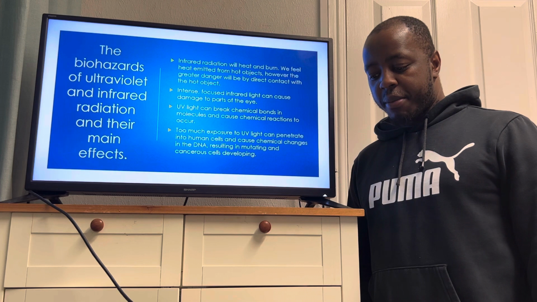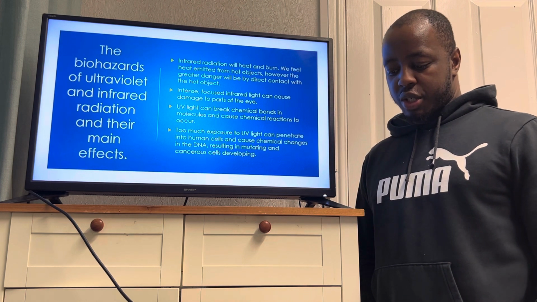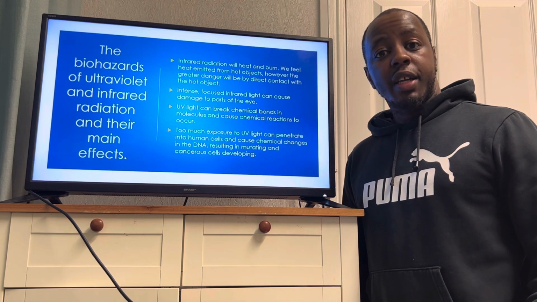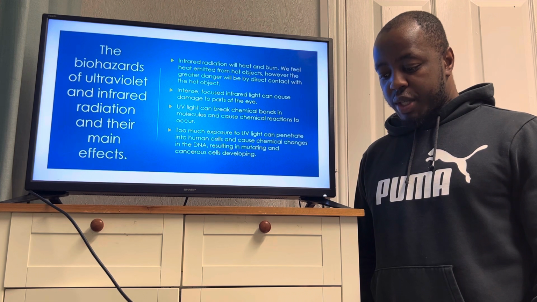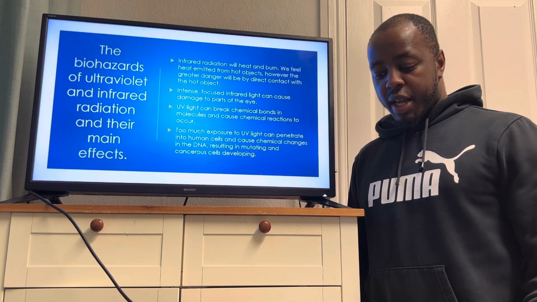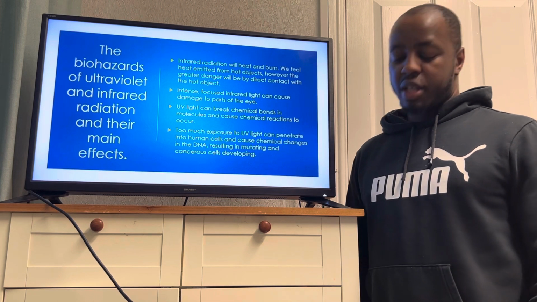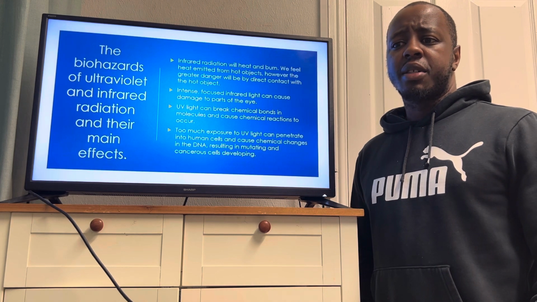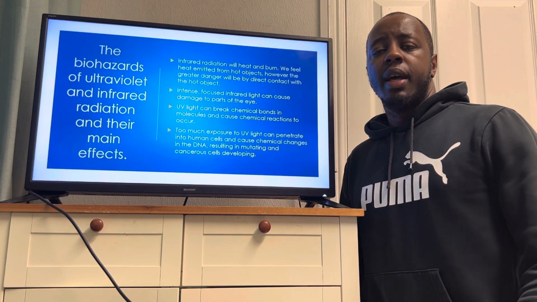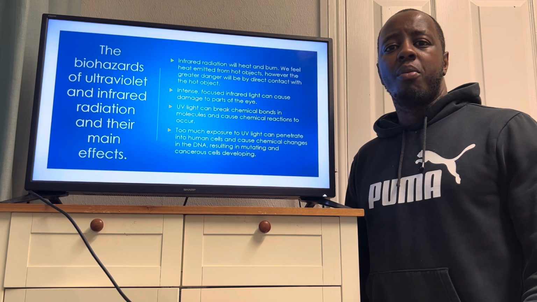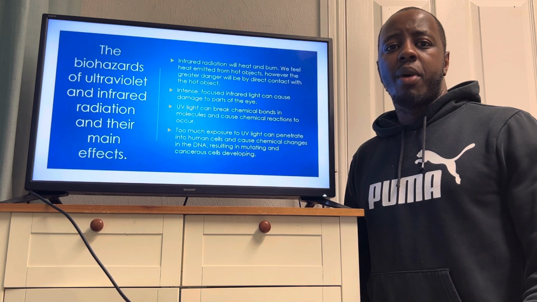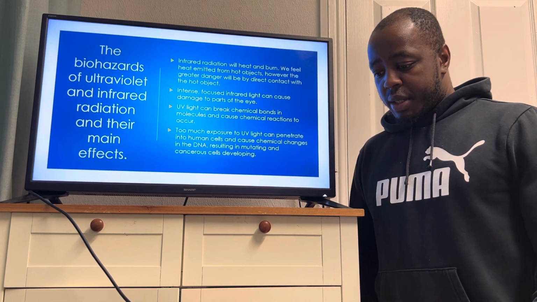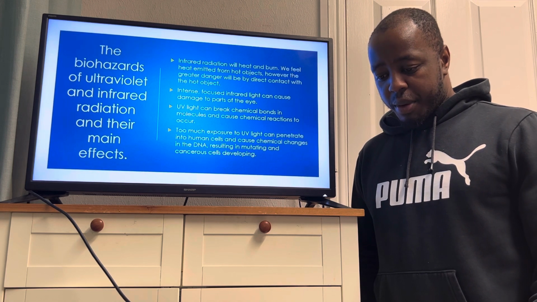UV light can break chemical bonds in molecules and cause chemical reactions to occur. Right. Too much exposure to UV light can penetrate into human cells, causing chemical reactions to DNA, resulting in mutating and cancerous cells developing. Okay, so UV light can basically change your DNA, that's what it means, and causing your cells to be abnormal, right? Once the cells are abnormal, that basically translates to them being cancerous, and that will be very harmful to any human being.